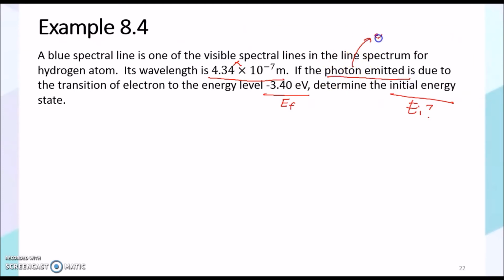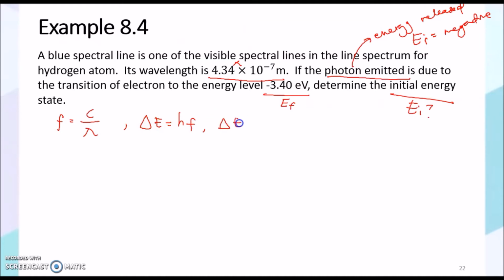Bermaksud energy is released. We also have the wavelength. So equation wavelength we can apply into this equation. F equal to C over lambda. Delta E equal to HF. Delta E is equal to E final minus E initial. So if we want to find the E initial, we need to have the delta E. Nak dapatkan delta E daripada mana? Daripada equation ini. Tapi kita kena cari dulu frequency.